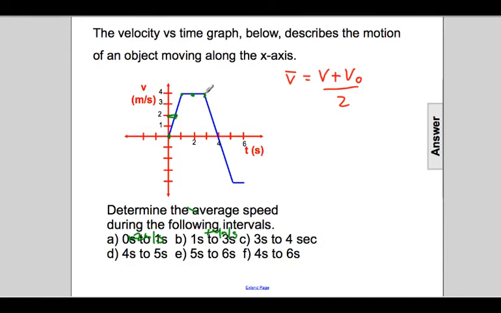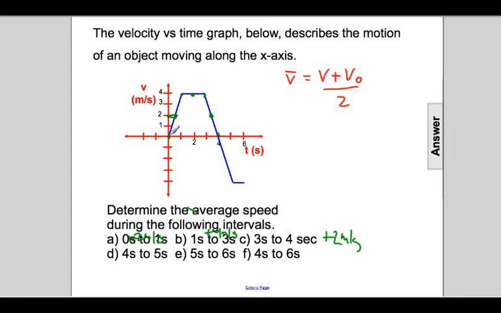The average speed for the next second of travel, which is from 3 to 4 seconds: we start off at 4 and we end up at 0 meters per second. And the middle value, again, if you look, is 2 meters per second, or to be specific, positive 2 meters per second. From 4 to 5 seconds, now the line plunges into negative territory.